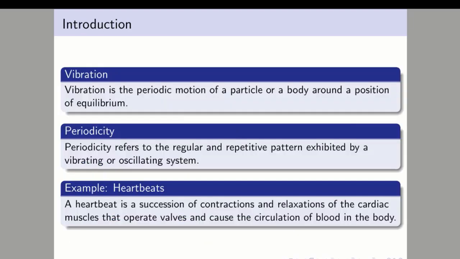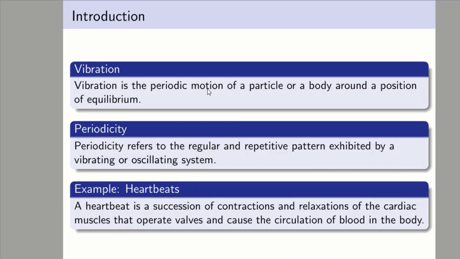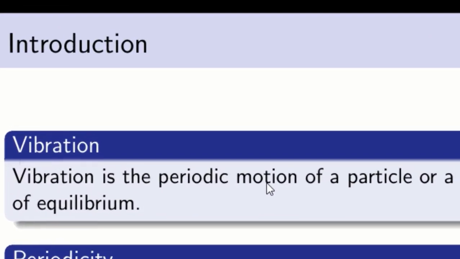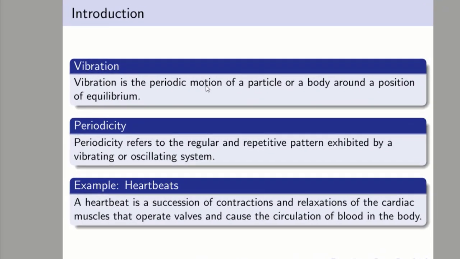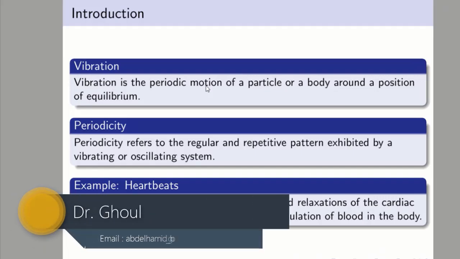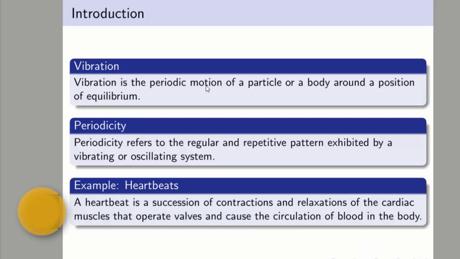So in the introduction slide, we are just going to talk about vibration. What does vibration mean? Vibration is the periodic motion of a particle or body around a position of equilibrium. This periodicity is a regular and repetitive pattern, much like the rhythmic beating of a heart which circulates blood through our body. Here is an example: the heartbeat is a succession of contractions and relaxations.